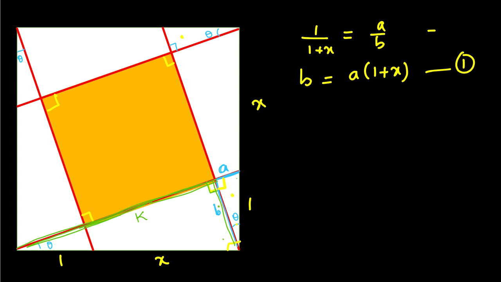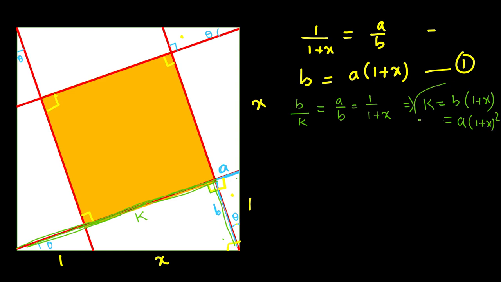So now again apply that to this smaller triangle. So B divided by K is A divided by B, which is 1 over 1 plus x. So what is K? So K can be written as B times 1 plus x, or B is A times 1 plus x. So in place of B write this. So A times 1 plus x and multiplied by 1 plus x. So 1 plus x square. So this is another relationship. This we can call equation 2. Now we have got two equations.